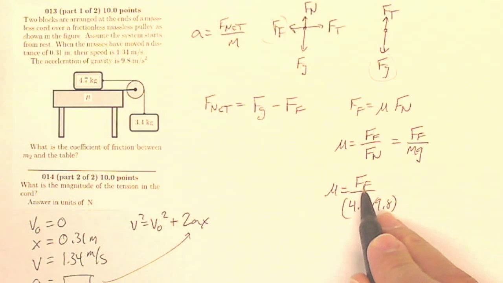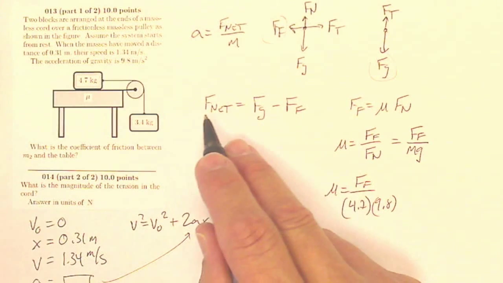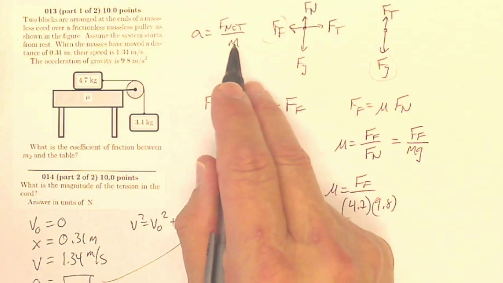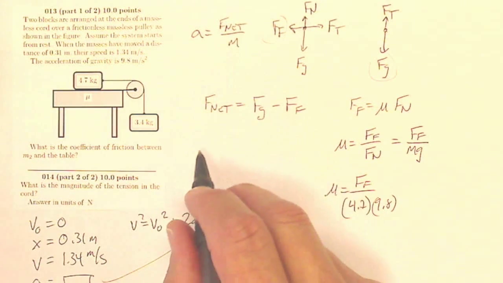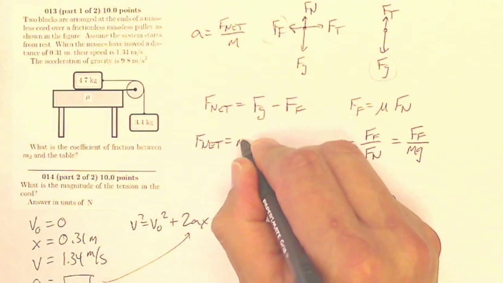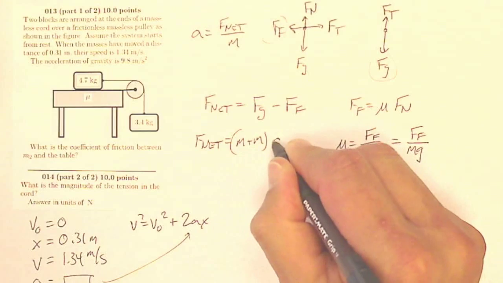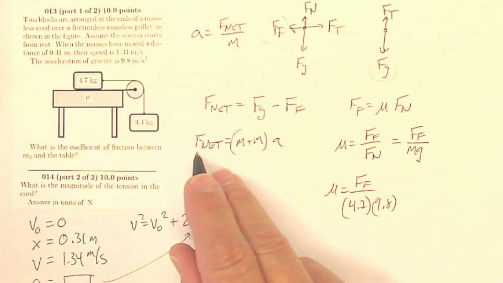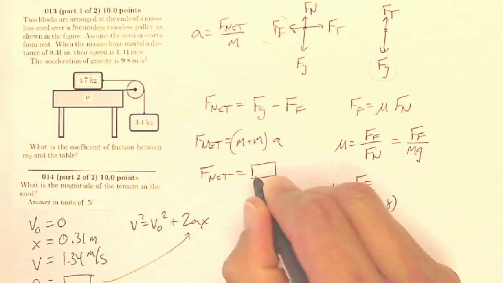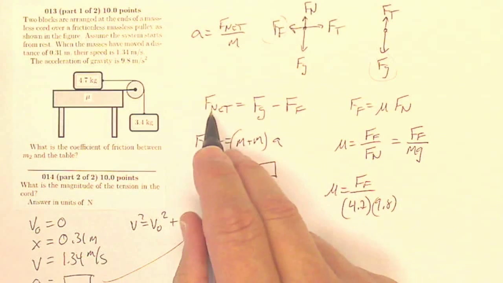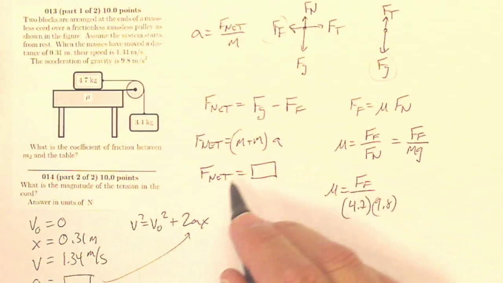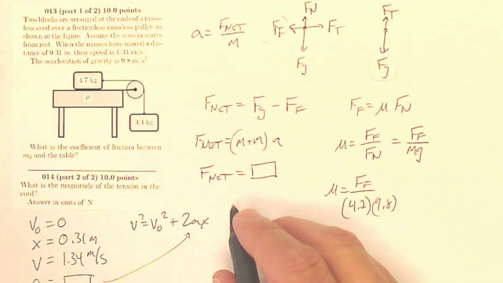But how am I going to get my force of friction? Oh, well, looking up here, my net force is easy enough because my acceleration is my net force over my m, and my m is my total moving mass. So my F net is also going to be my mass, which is both masses, times my acceleration. Since I know my acceleration, I can solve for my F net. So now I know F net. If I know my net force and I know the force of gravity on this hanging block, then I can get my force of friction.